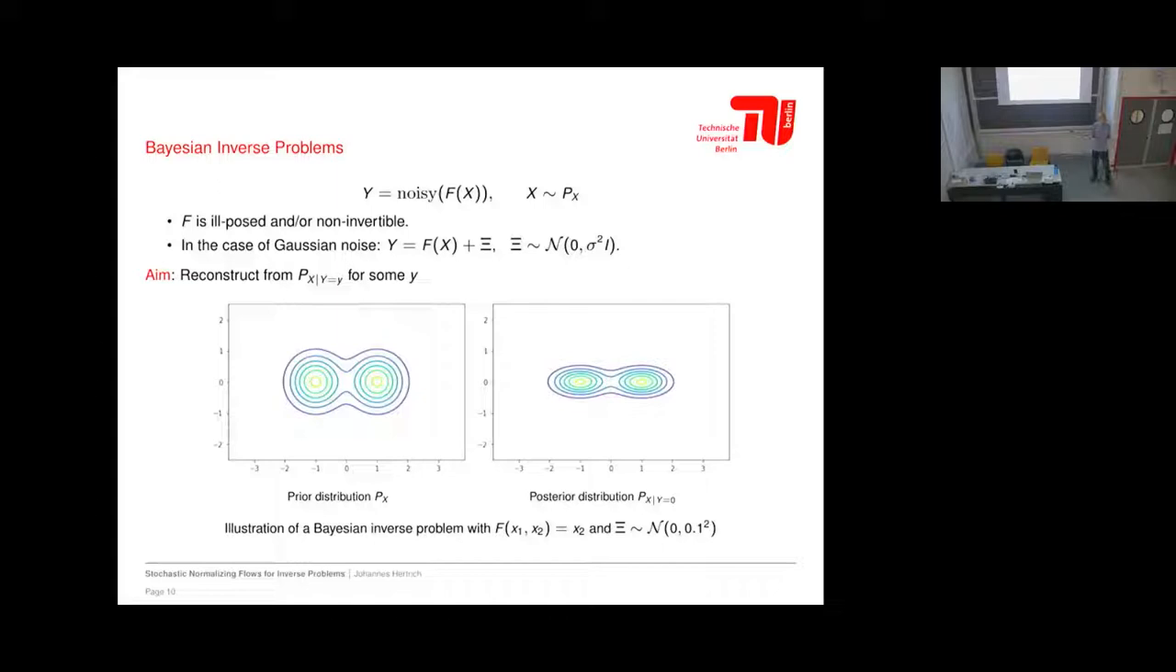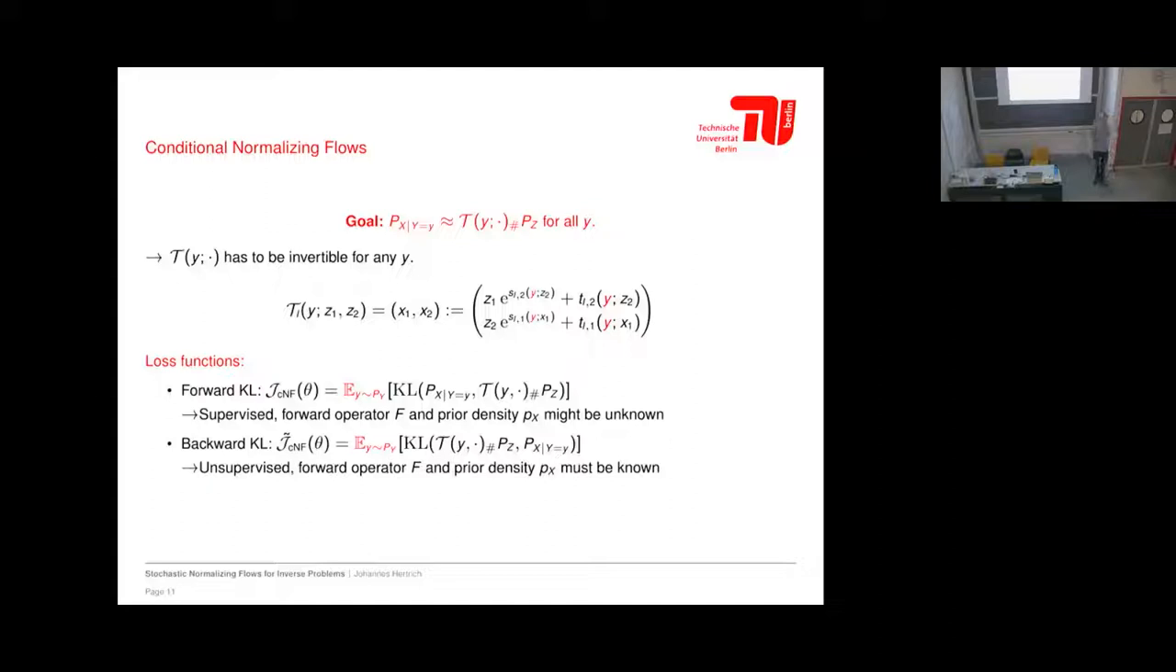Okay, now how can we use normalizing flows to reconstruct this posterior distribution? Well, the idea is that our normalizing flow now takes two arguments, one observation y and one element from the latent distribution. And now the goal is that if I fix the observation y and take the push forward of the latent distribution, I then obtain our posterior distribution. And so for any observation y, if I fix the y, our T has to be invertible, and one can easily adapt this architecture just by feeding this y also into these subnetworks.